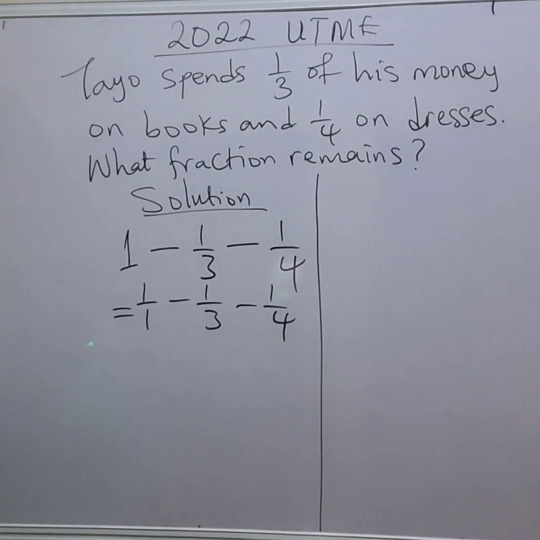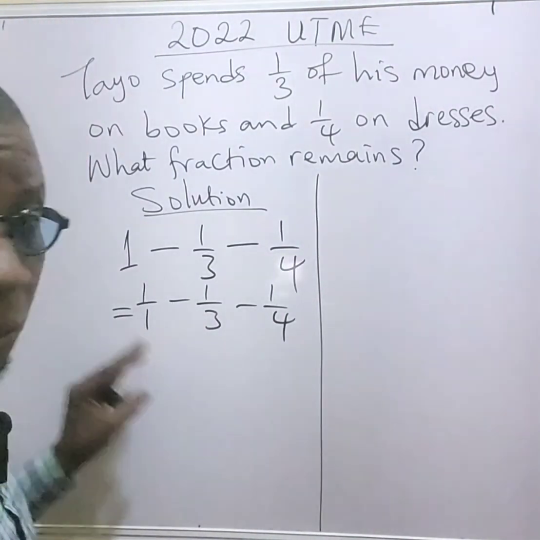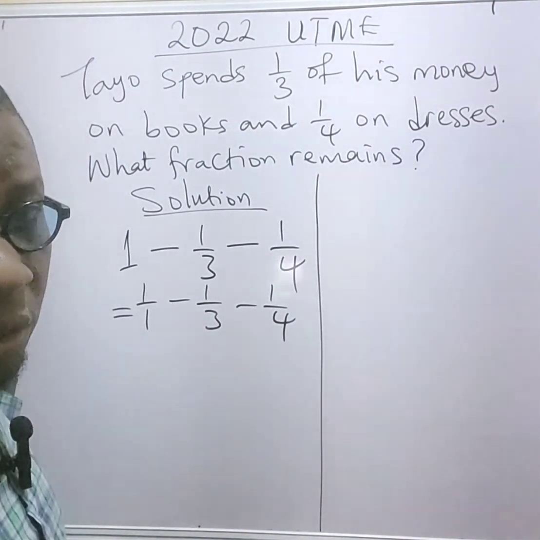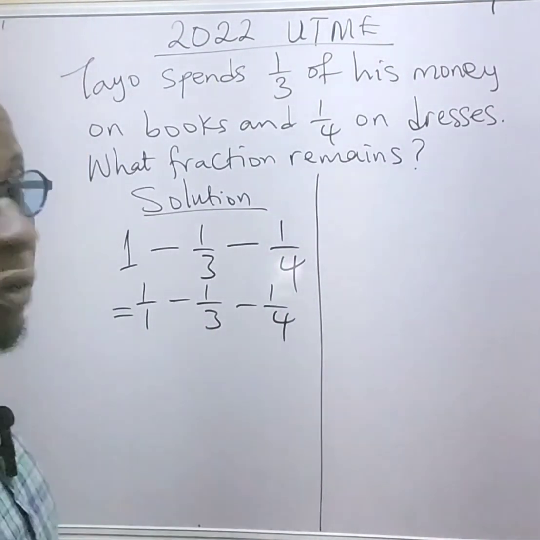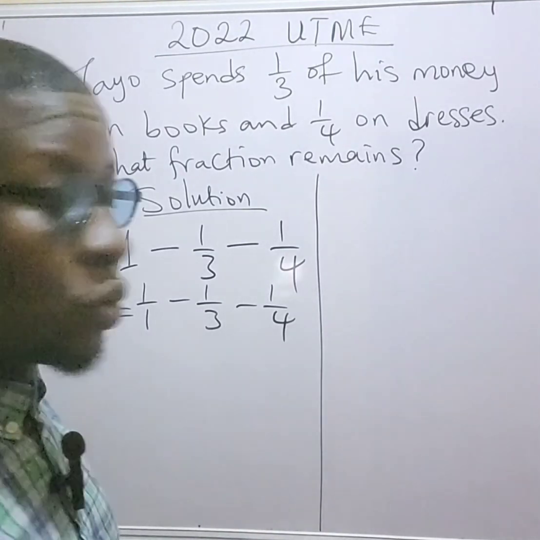The LCM of 1, 3, and 4. When you're talking about LCM and one of the denominators is 1, don't bother about the 1. 1 is a universal number. You could divide any number. So we talk about 3 and 4, and the LCM of 3 and 4 is simply 12.